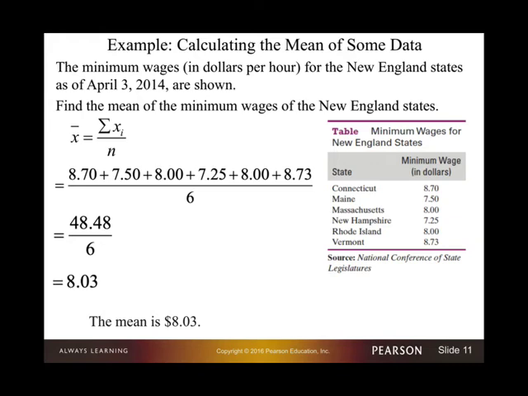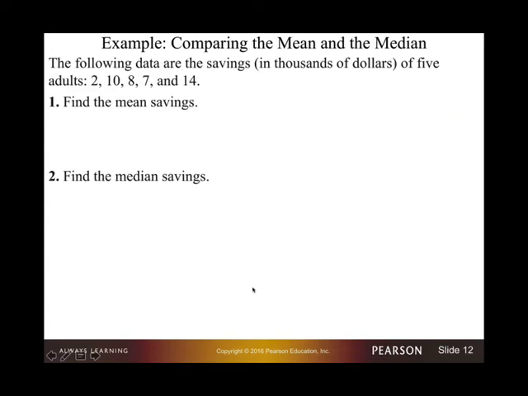Okay, so you can see how to use this formula to find the mean, and you should know how to find the median as well. So look at the next example. I have the data in here. This is talking about the savings in thousands of dollars of 5 adults: 2,000, 10,000, 8,000, 7,000, and 14,000. First, I want you guys to use the formula to find the mean savings.